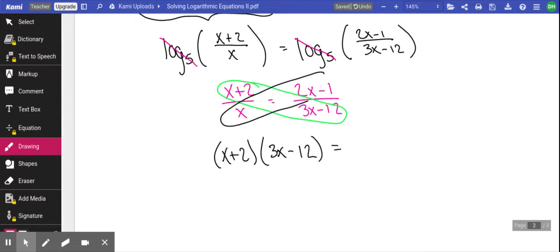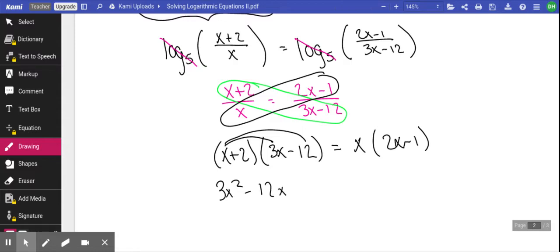And then we'll have this. So we've got x times the quantity 2x minus 1. So we're going to start distributing or foiling. So we got 3x squared minus 12x, and we've got 6x minus 24. 2x squared minus x. Okay, so it looks like the bigger x squared term lives on the left-hand side here.